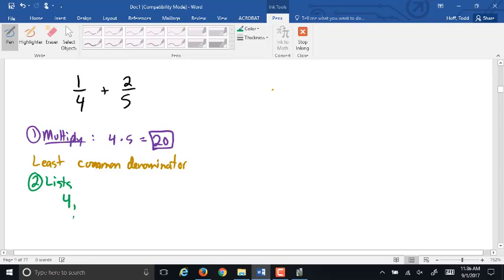We got our 4 and our 5. We could count up. I'm going to do the 5s first because those are easier. We'd have 5, 10. What would be next? 15, 20, 25, and so on. For 4, it would be 4, 8, 12, 16, 20. There's our first match. That's our least common denominator. So in this case, both of those methods gave us the same one.